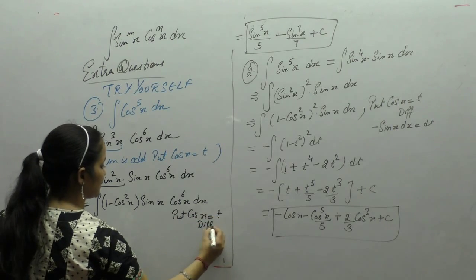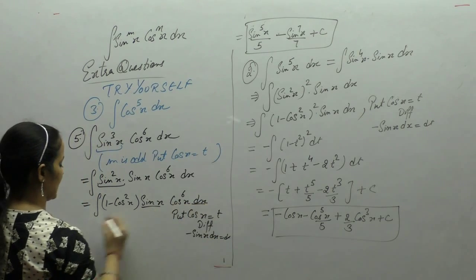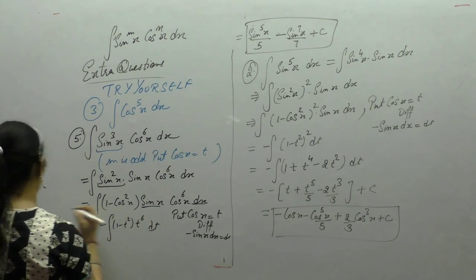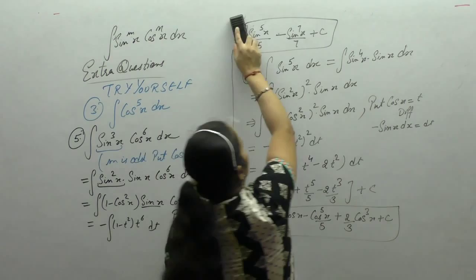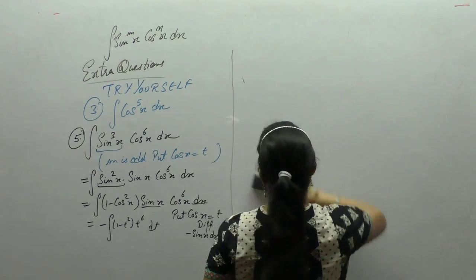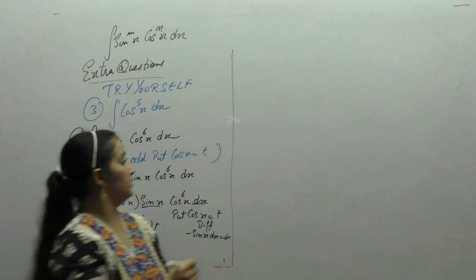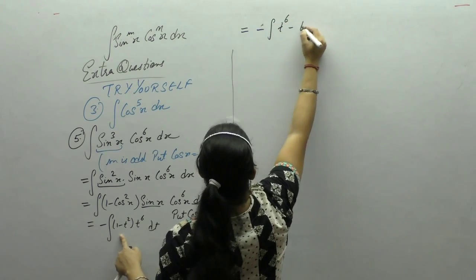Derivative of cos is minus sin x, so sin x dx is minus dt. 1 minus t square into t to the 6. Now open the brackets. Minus integral of t to the 6 minus t to the 8.